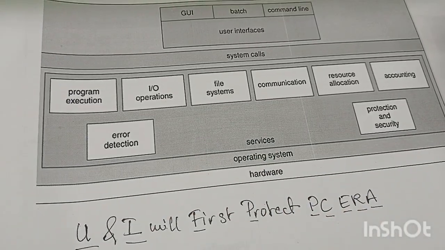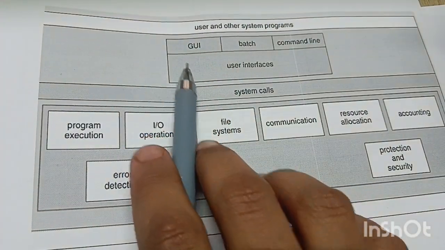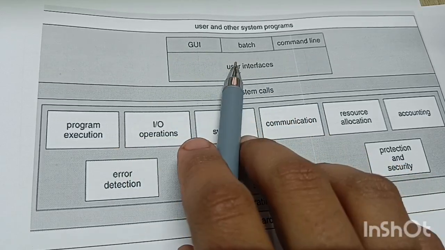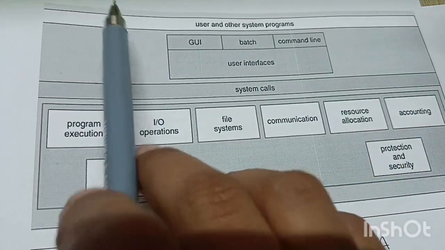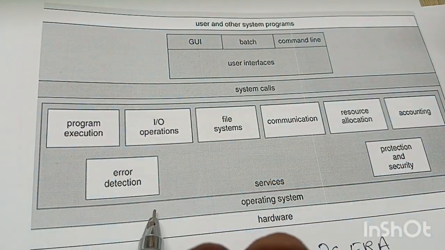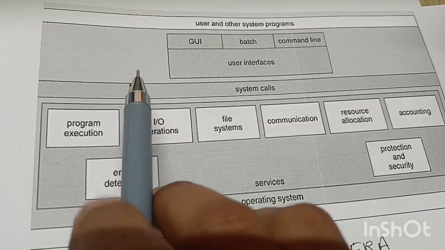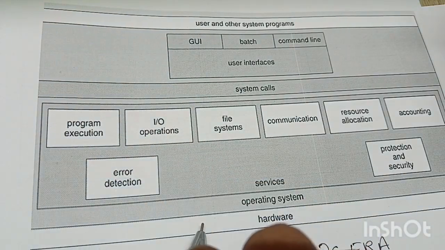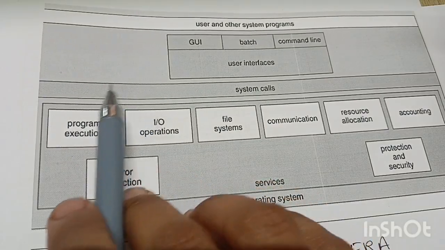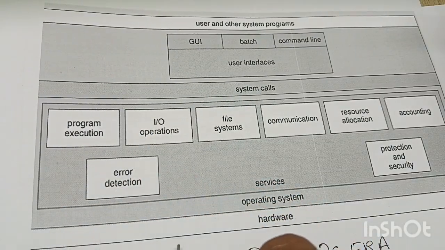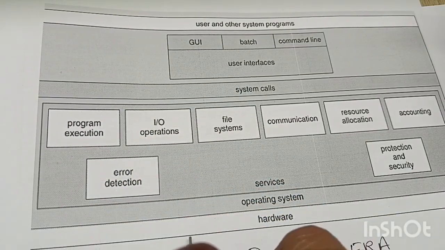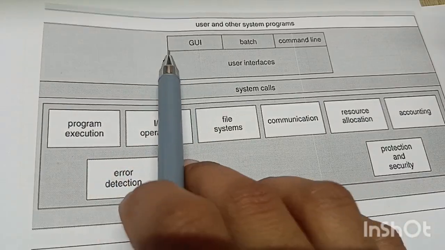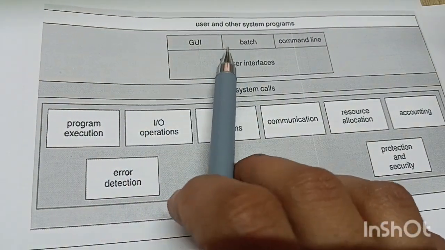The first one is user interface, which you can see here. You have a user interface. Now, whenever the user wants to interact with the hardware, it is common that we need an interface to have the access, because we don't know how exactly we have to interact with the hardware. So first thing you'll have is the user interface.